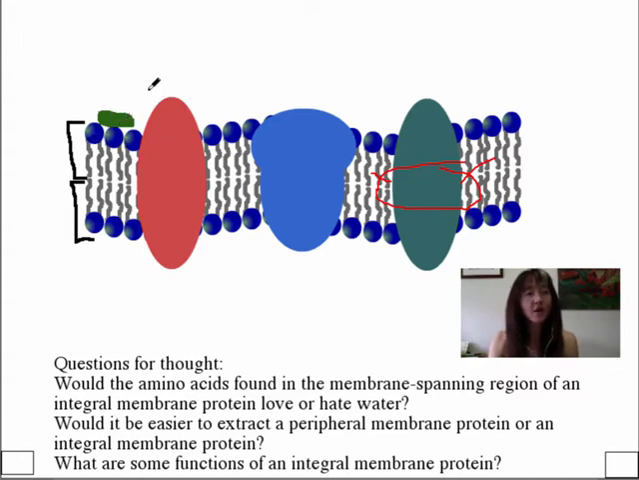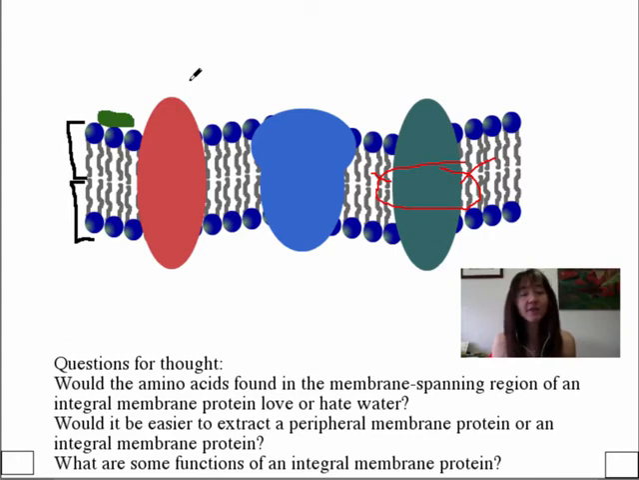So what I want to know is which would be easier to extract in the lab. If you wanted to study this little green protein or if you wanted to study this big pink protein, which one do you think you'd have an easier time getting off the cell or out of the cell? So you can give that some thought, and that'll be your second question.